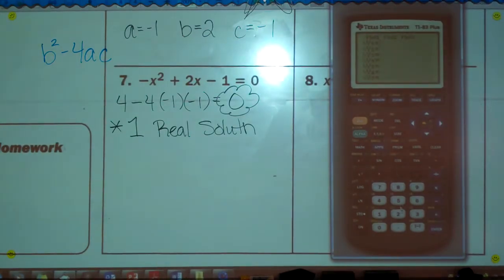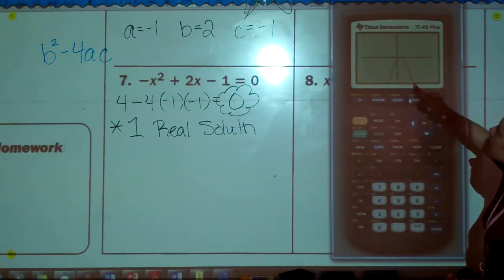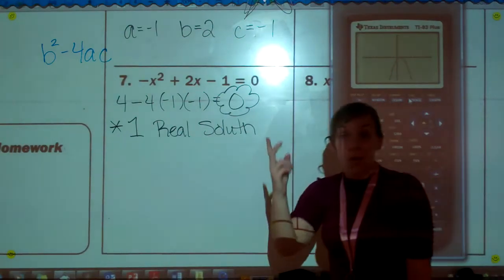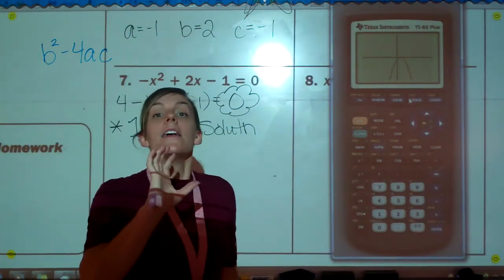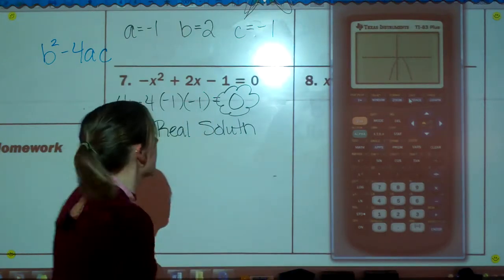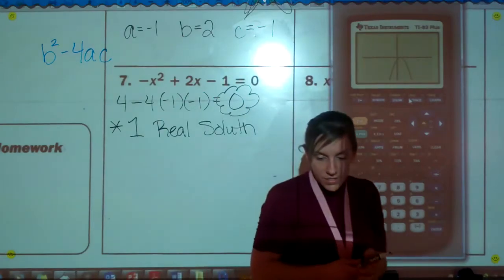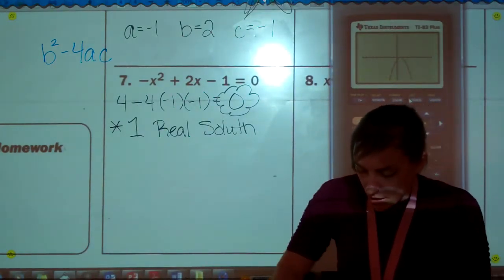Okay, so what is it? It's -x squared plus 2x minus 1. So if you notice, it only crosses one time. Okay, so this one time stands for the double root. This one answer we're going to get counts for both because of the x squared, okay? So let's make sure that when we do the quadratic formula, it matches the graph that we have up here.